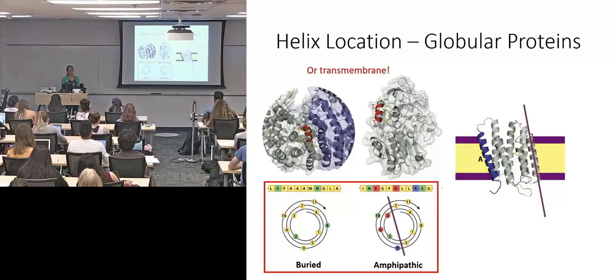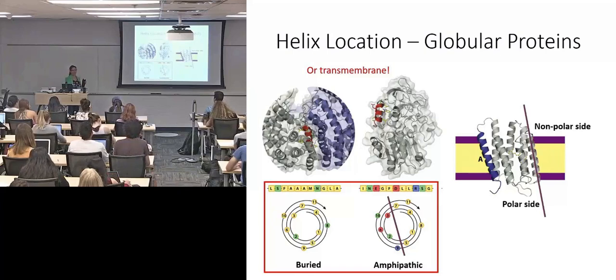These transmembrane proteins are usually functioning to get stuff across the membrane. Okay? So we could have a nonpolar side sort of facing the hydrophobic residues, and the polar side could be sort of towards the channel going through.